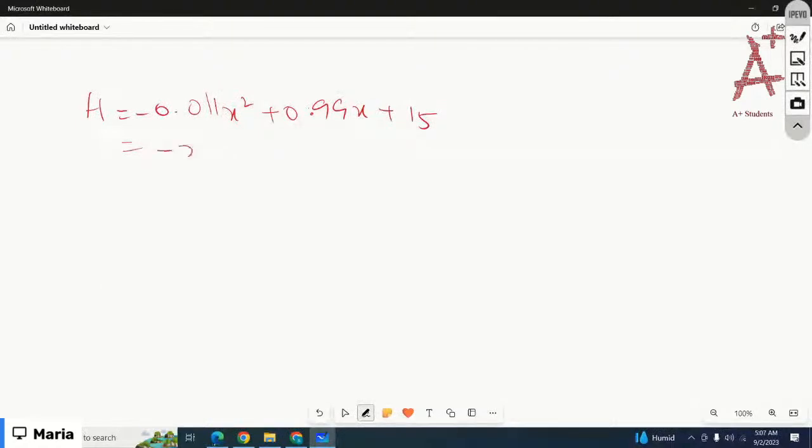From here we can take common negative 0.011. So we are left with x squared minus, when you divide 0.99 by 0.011, it will be 90x, plus 1.6. So basically you have to complete the square.